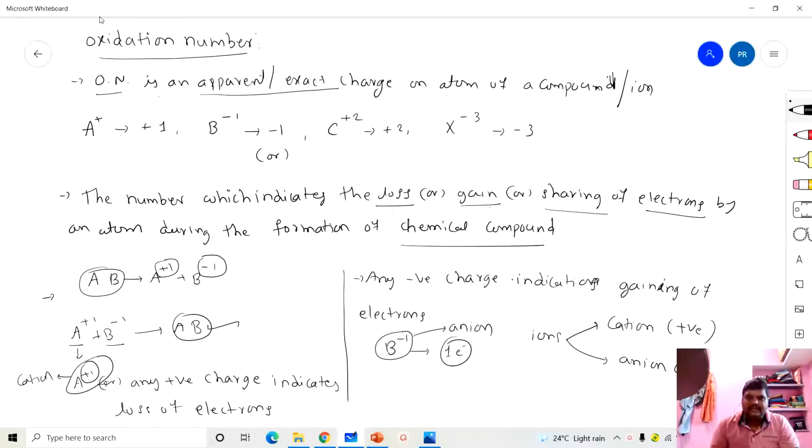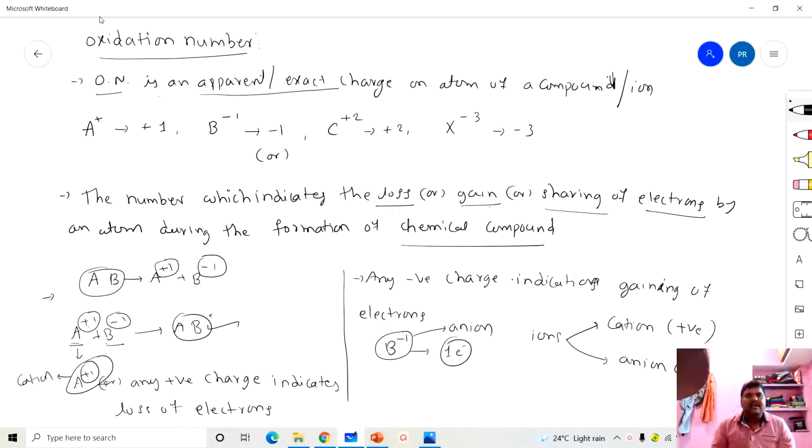So finally, by losing one electron from A and by gaining one electron from B, it forms the AB chemical compound. So with respect to A, the oxidation number is +1. With respect to B, the oxidation number is -1.